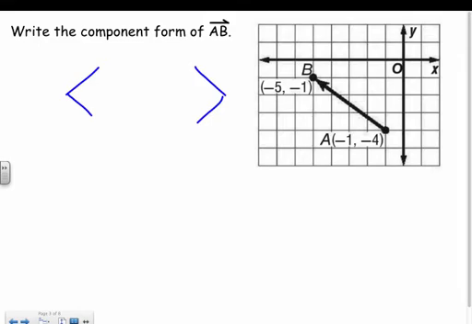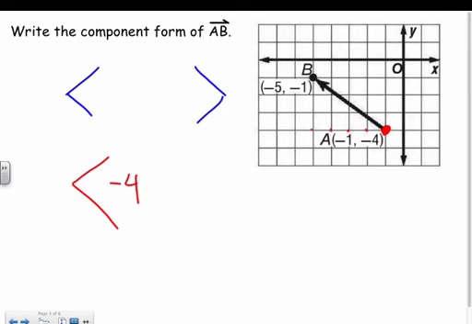Well, here's the trick now. Where does it start at? It's starting right here at -1, -4, and it's going towards B. Okay, so one way to do this, I could count how my x's changed. Well, how far did it go right or left? It went left, what, 1, 2, 3, 4 units. So if it goes left 4, I wouldn't just write 4, I'd write -4.